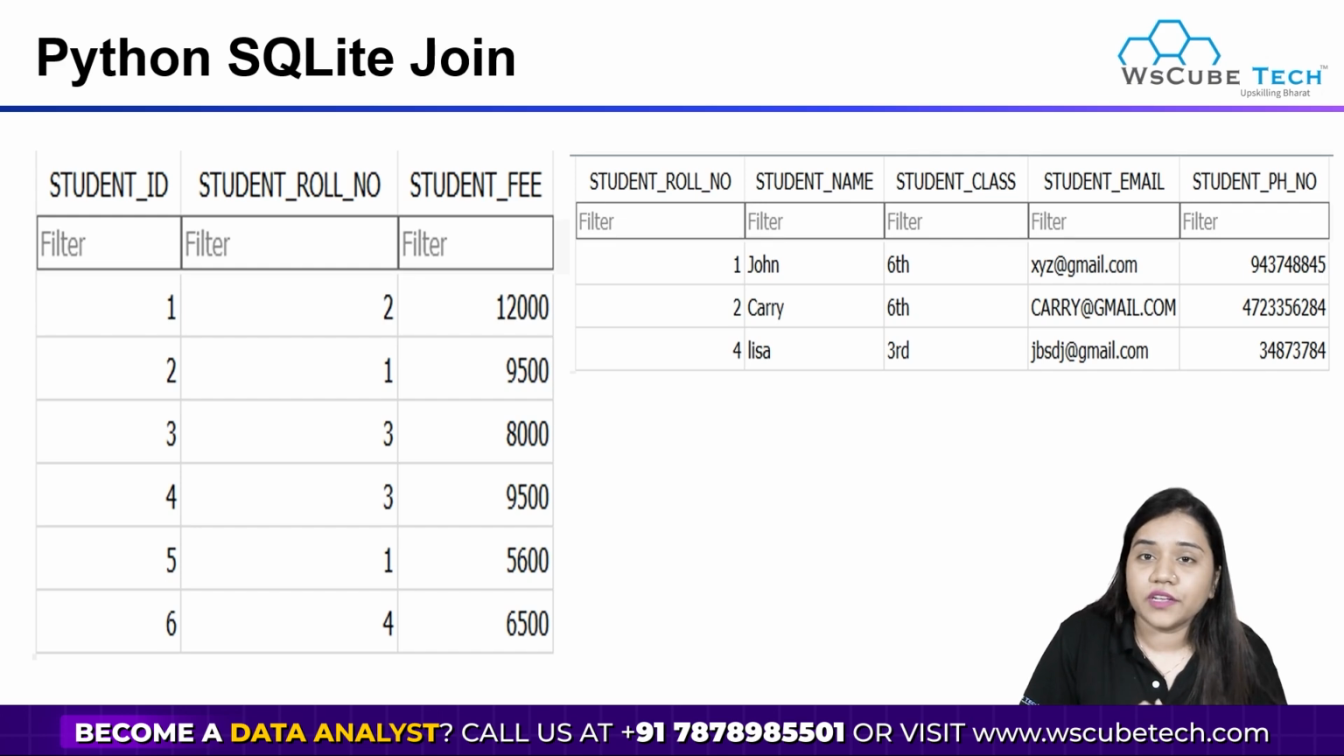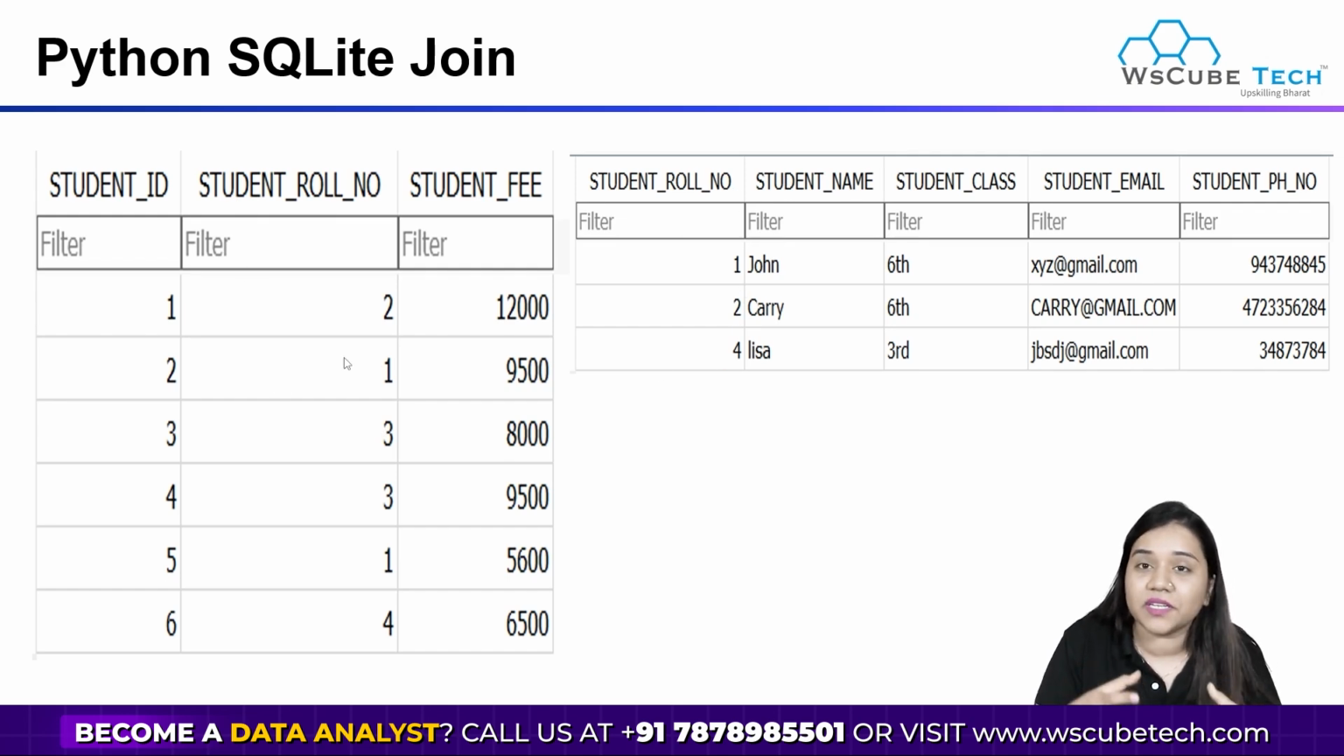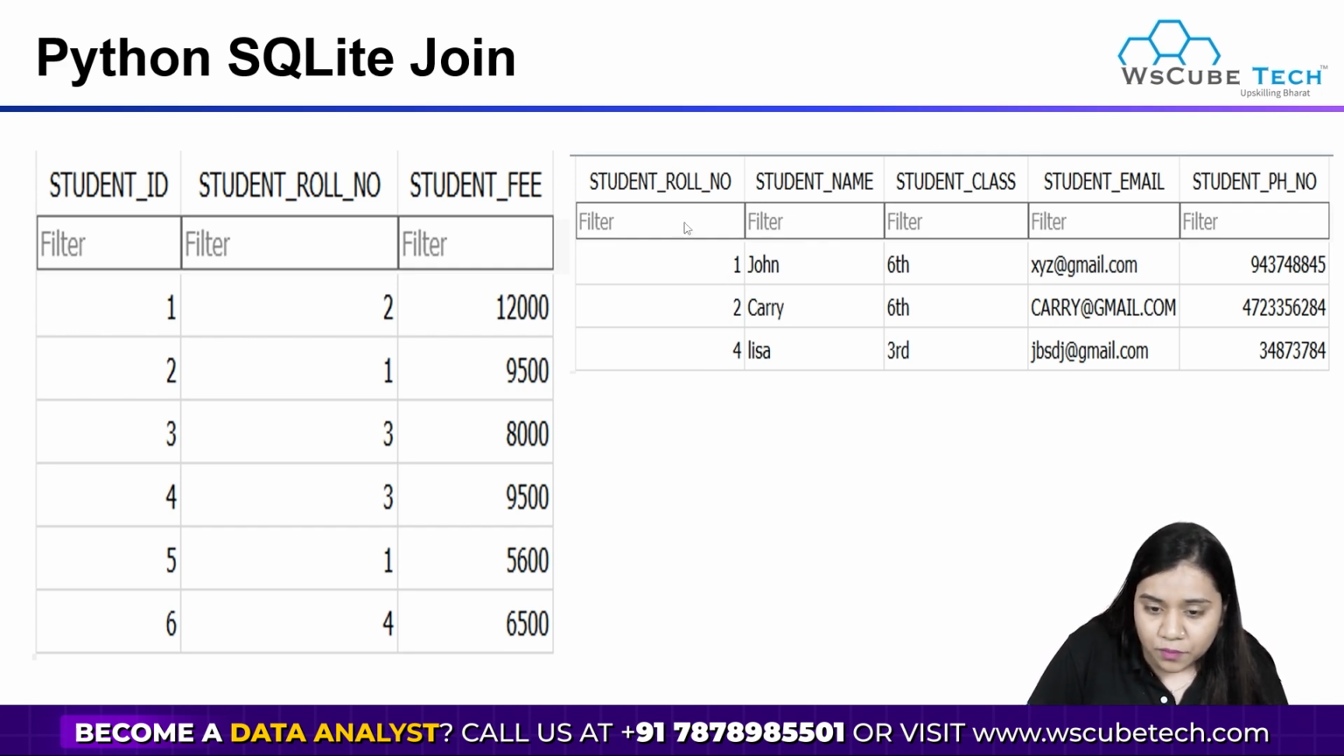To merge both of them, what I need is a common key. You can see roll number is something which is common in both of them. Roll number here is 2, 1, 3, 3, 1, 4, and student roll number here is also 1, 2, 4. That means this one has been arranged with the help of roll numbers and the other one has also been arranged with the help of roll numbers. So their name and other things are also there, but roll number is common in both of them. Roll number is also the primary key for our student table, right? So we will be using this primary key.